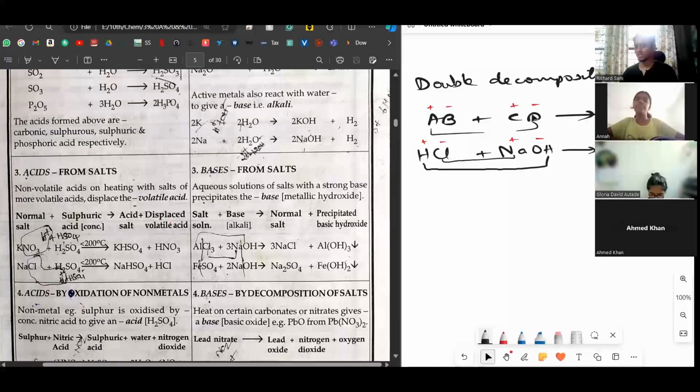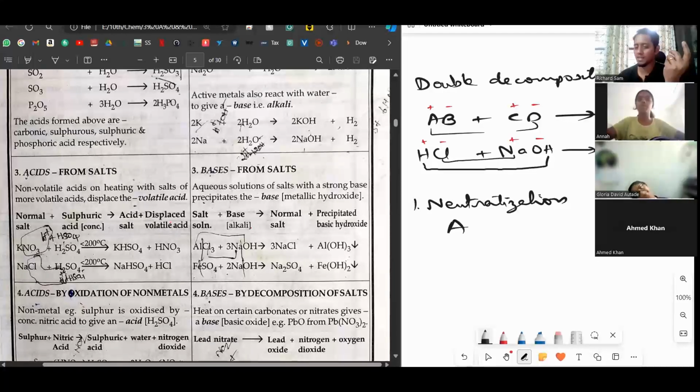Now you understand why A joins with D and it's not BC, it is CB. Because you pair the positive and then the negative. Okay. So this is double decomposition reaction. And there are four types of double decomposition reaction. The first one is called the neutralization reaction. In neutralization reaction, you see an acid plus base gives salt and water.